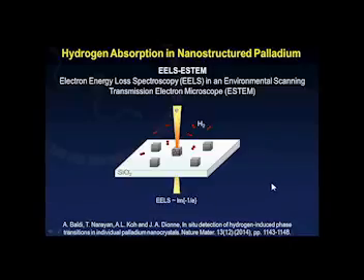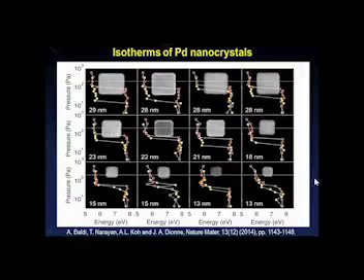Another example of EELS in an ETEM experiment is that we can also use this technique to measure the absorption and desorption of hydrogen in individual palladium nanotubes by monitoring the shift in the palladium bulk plasmon resonant energies when palladium transforms to palladium hydride. And then we can also understand the hydrogen loading and unloading behavior of individual palladium particles by correlating their phase transformation with the size effects of the palladium particles.